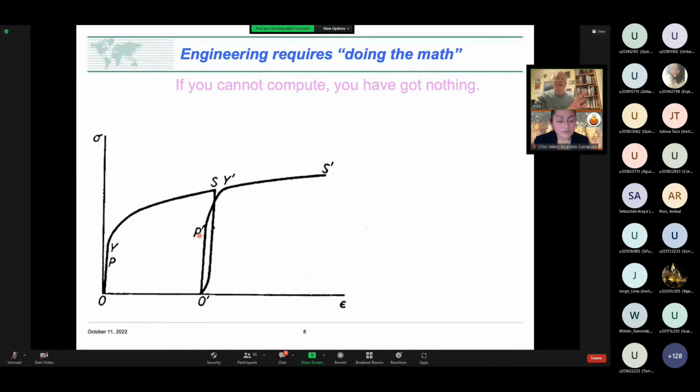Now, before I get into finite element analysis, I have to, oops, I've lost that. Let me come back, get that back again.